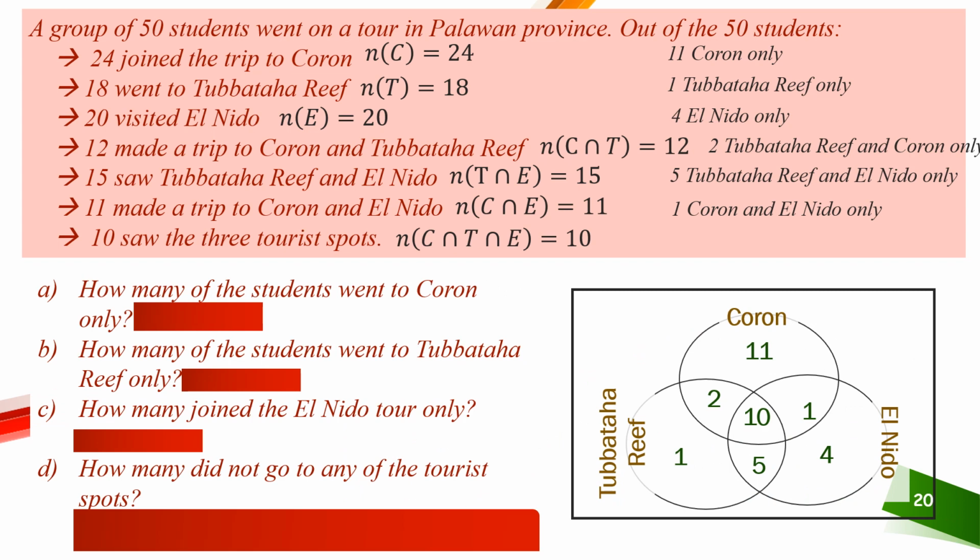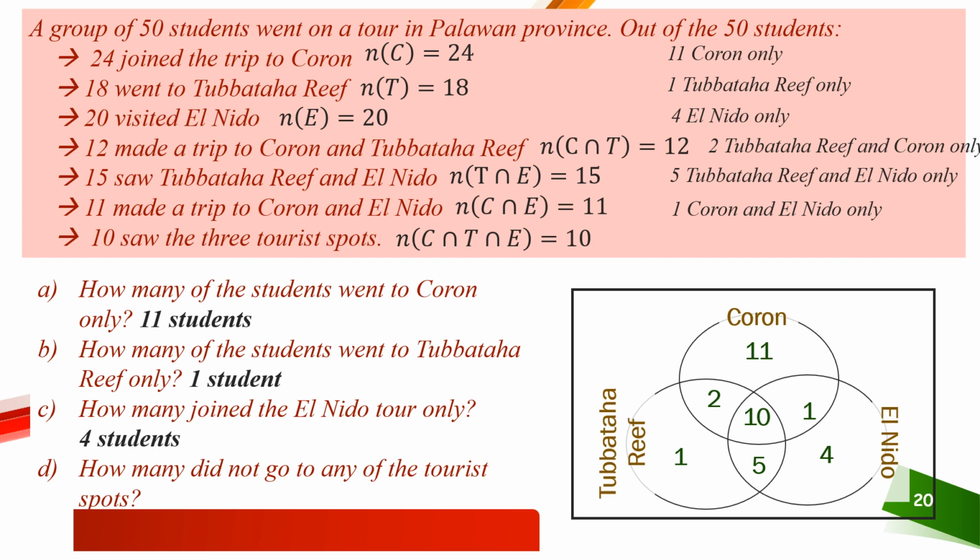Kapag nakumpleto na natin ang Venn diagram, maaari na natin sagutan ang mga tanong. Question A. How many of the students went to Coron only? 11 students. How many of the students went to Tubataha Reef only? 1 student. How many joined the El Nido tour only? 4 students.